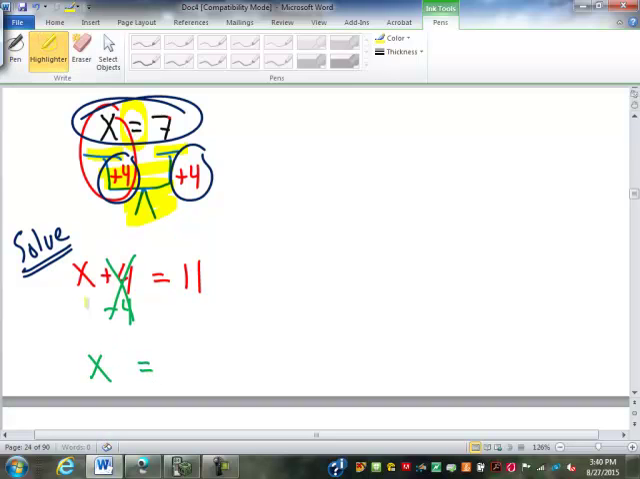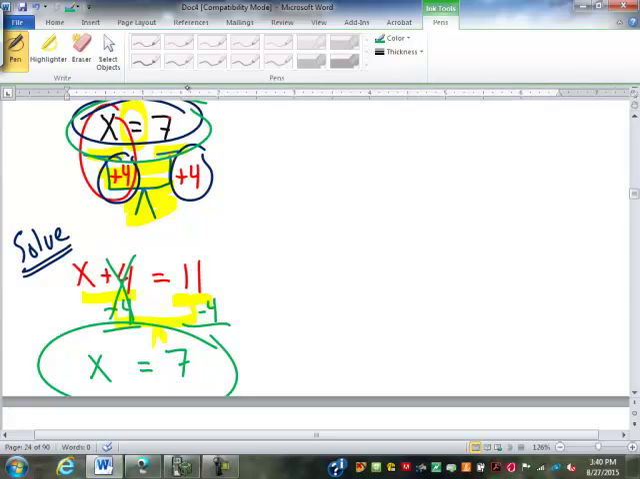But again, to keep that scale balanced, what do we have to make sure we do? Subtract 4 on the other side. Do exactly the same thing to both sides. 11 minus 4 is 7. So we are back to x equals 7, which is where we started. We just solved that equation.